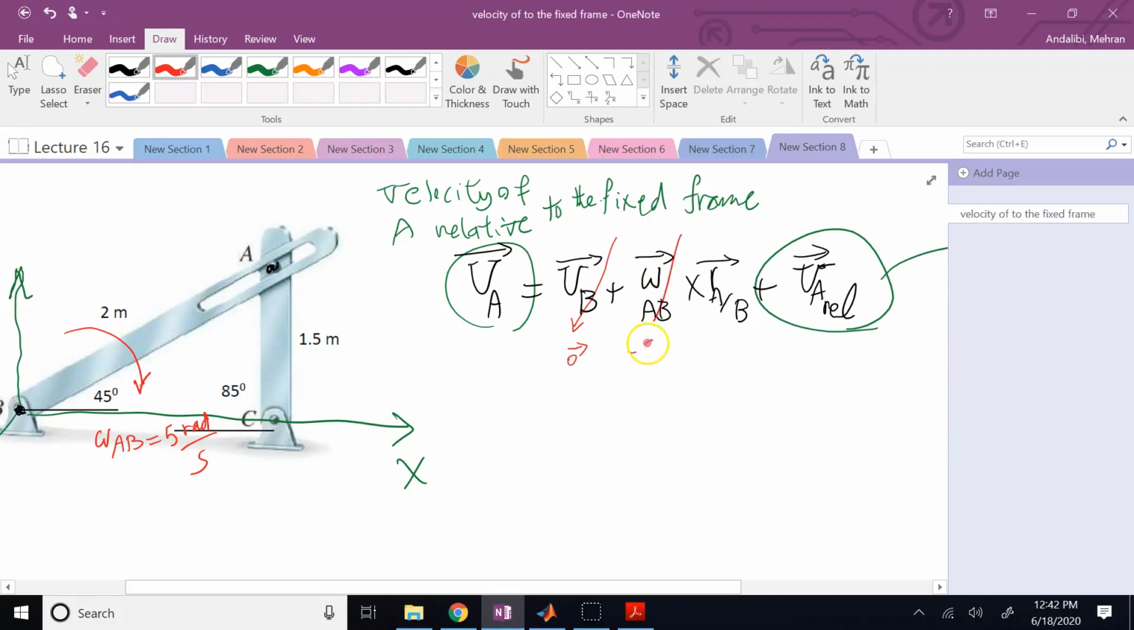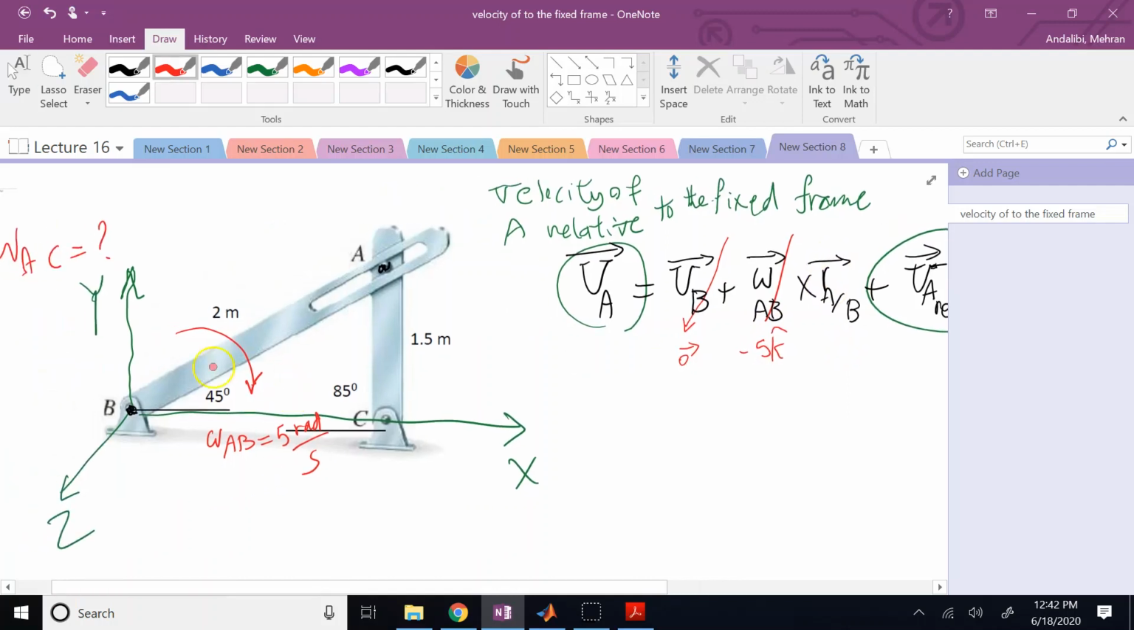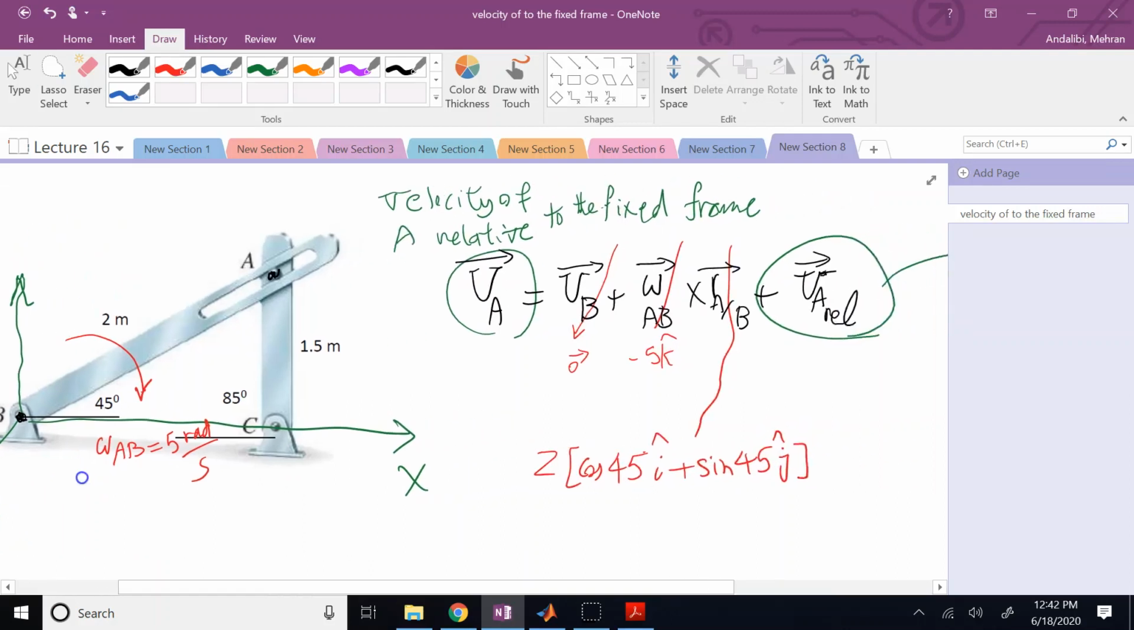Omega AB is going to be negative 5K because it's clockwise. R of A with respect to B has 2 units length and the angle 45 degrees. So this is going to be 2 times cosine 45i plus sine 45j, right?